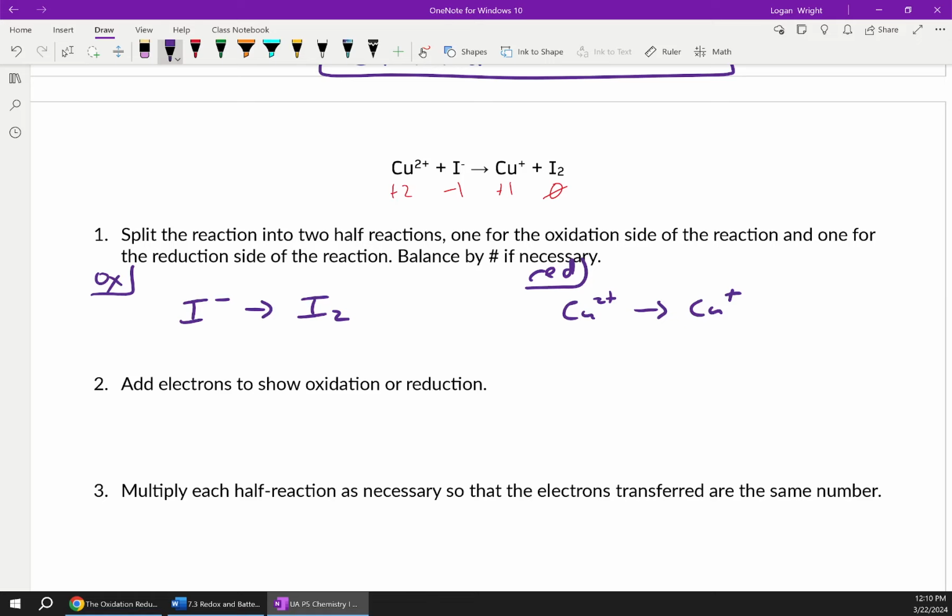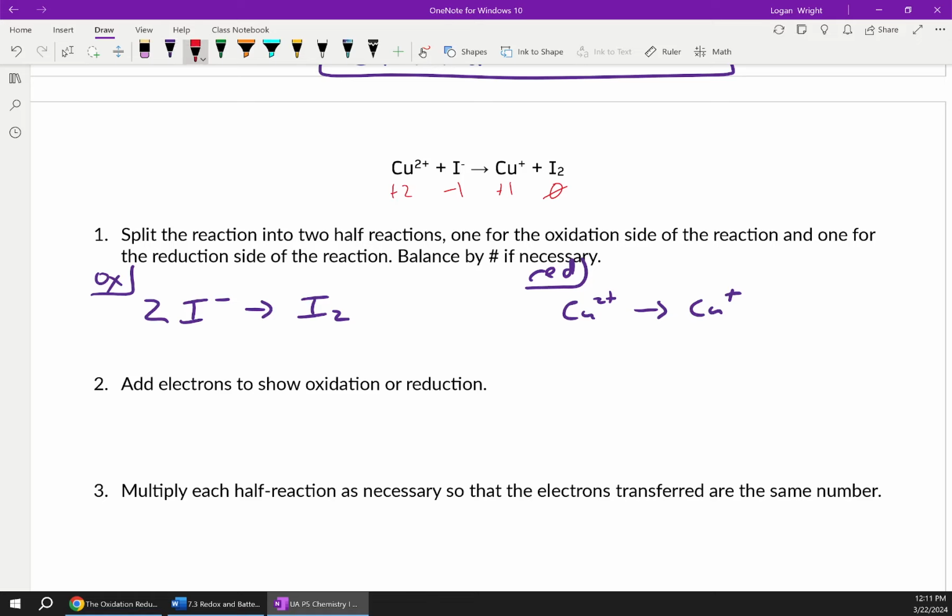Now, the last sentence of step 1 says balance by number if necessary. Is that necessary here? Yeah. Because iodine looks weird. We fix this the way we've always fixed it. If I have an iodine molecule, that means I need 2 iodines to make it possible. This doesn't come up a ton, but when it does, it'll look like this, where you have a diatomic molecule, and so you add a 2 to make it all happy.